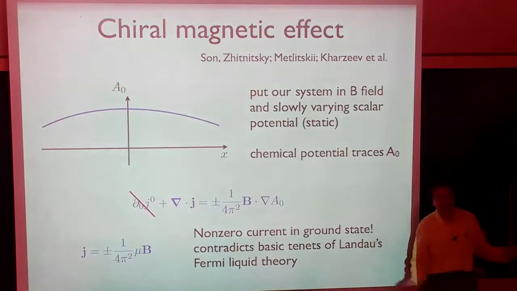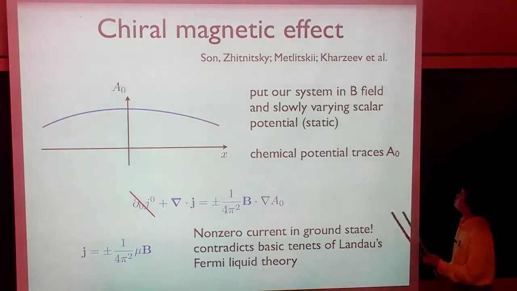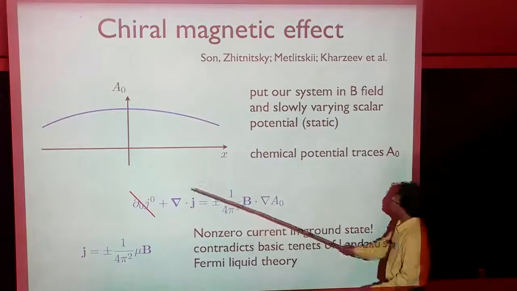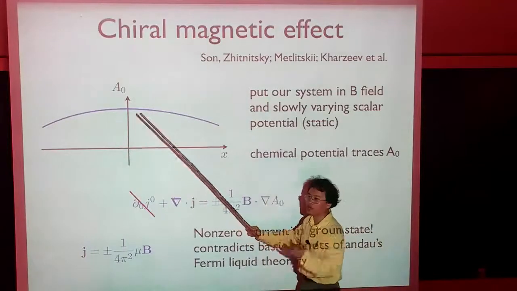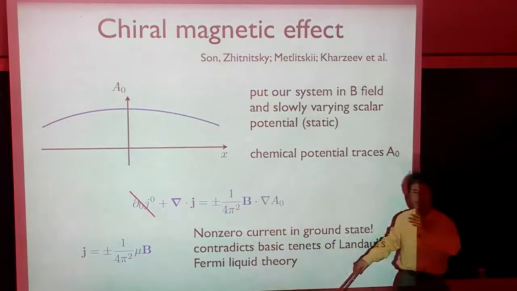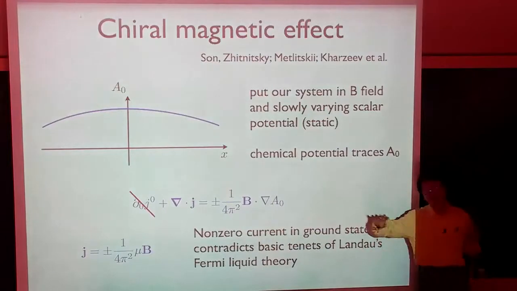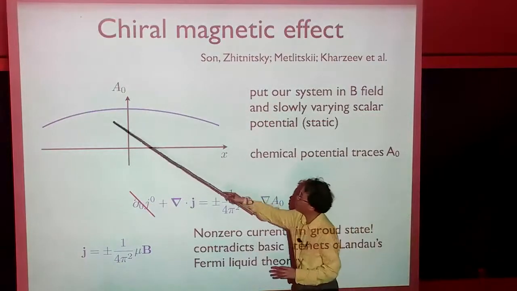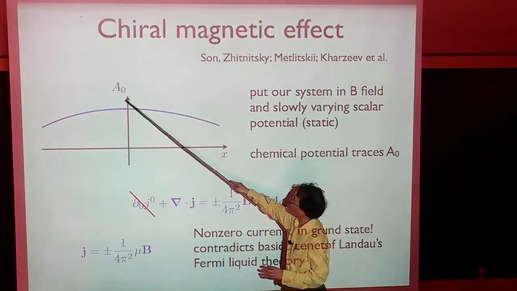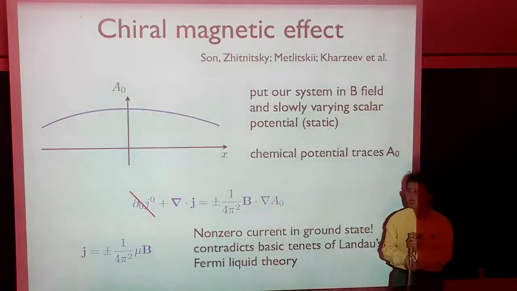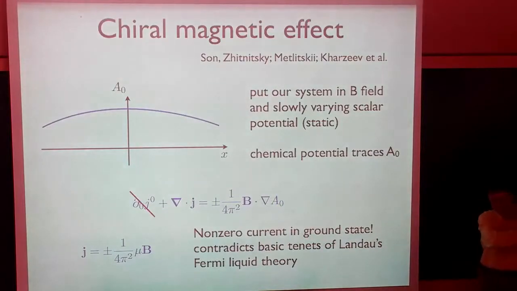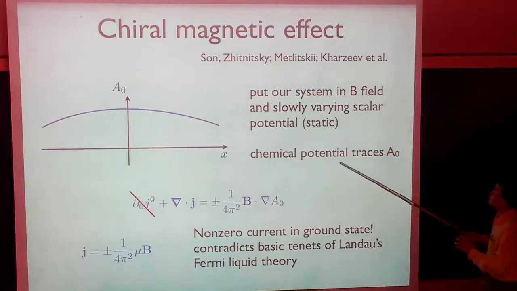Let us imagine that we have a system of fermions in an external magnetic field, a static magnetic field, but in the field of a slowly varying scalar potential, A0. A0, or phi, is changing, but changing very slowly in space. When the scalar potential changes slowly, we can use the local density approximation. So basically, in a very small region of space, we will have a Fermi system with the chemical potential equal to the local value of the scalar potential. In other words, we will have a system whose density also varies very slowly in space. The local chemical potential traces A0.